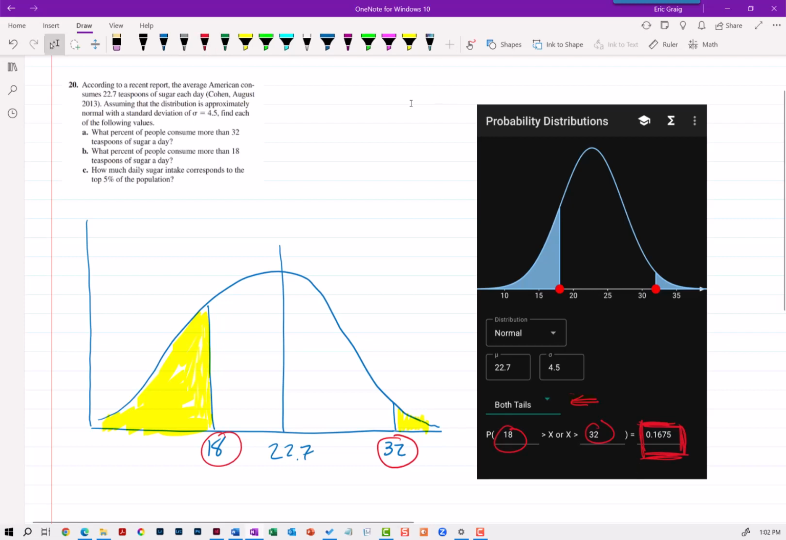That's pretty much it. Of course, we could also give it a probability, and then ask for the values that delimit that probability in either the middle case or this both tails case. And I'll leave it to you to see how to do that. It's pretty straightforward. Okay, I hope that explains it all to you, and you'll be good to go.